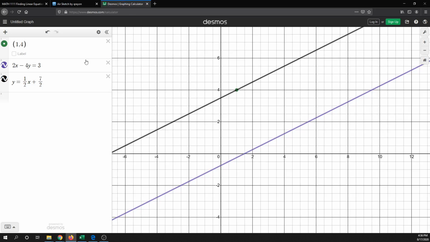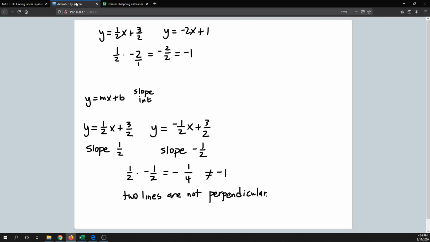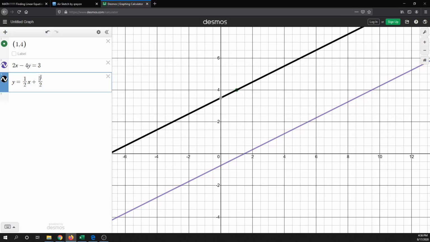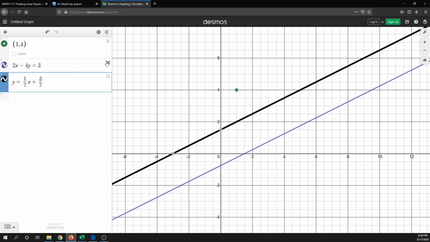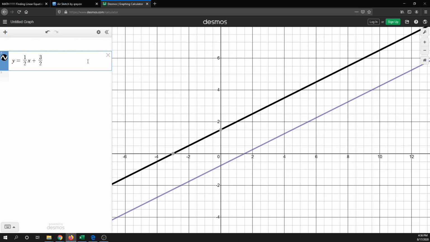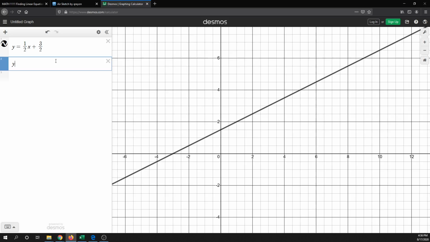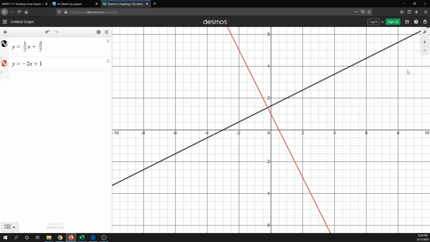If I go graph these lines out, 1/2 x plus 3/2, and the other is y equals -2x plus 1. All right, if you have a correct viewing window, you can see that these intersect, and it looks possible that that might be a right angle, right?